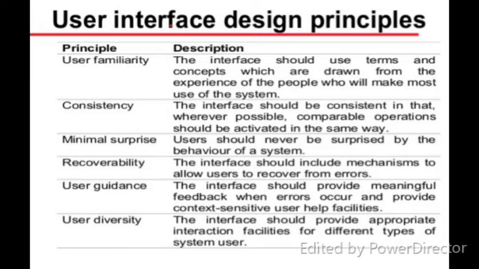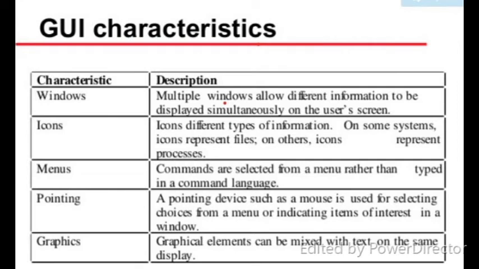Recoverability. The interface should include mechanisms to allow users to recover from errors. User guidance. The interface should provide meaningful feedback when errors occur and provide context-sensitive user help facilities. User diversity. The interface should provide appropriate interaction facilities for different types of system users. As you know, this is the GUI characteristics for UI designs.